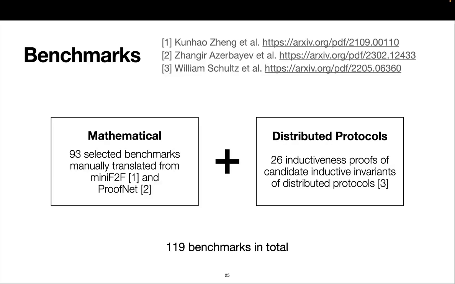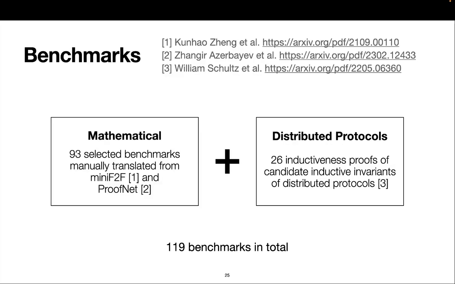These are standard benchmarks used in the theorem proving community, especially the AI-guided theorem proving community. But they did not have TLA+ versions, so we translated them manually into TLA+. Second, there are 26 theorems collected from inductiveness proofs of distributed protocols. This represents a more practical use case for TLA+.